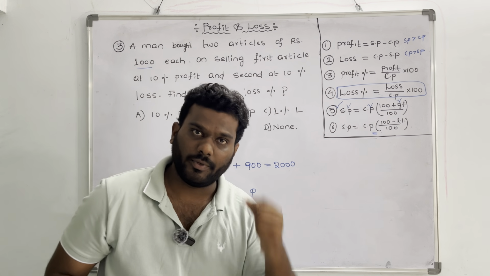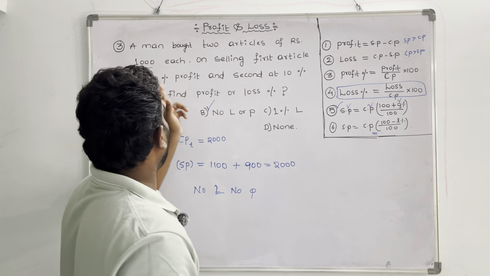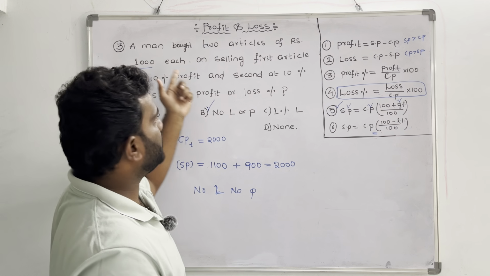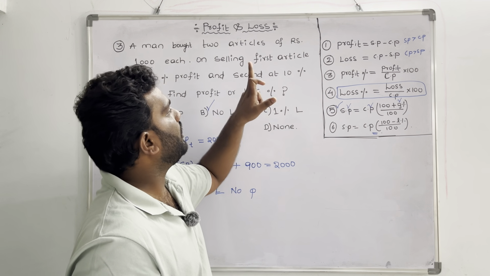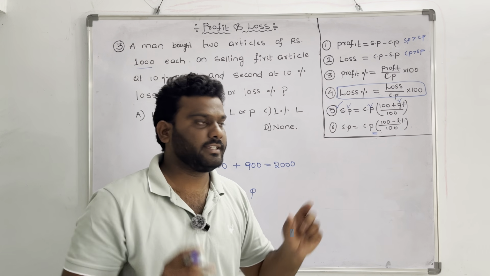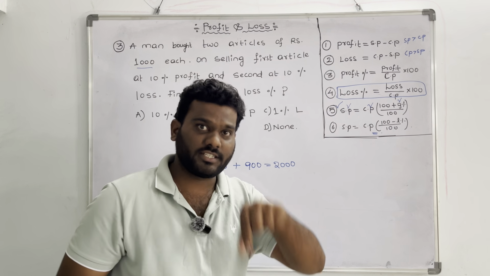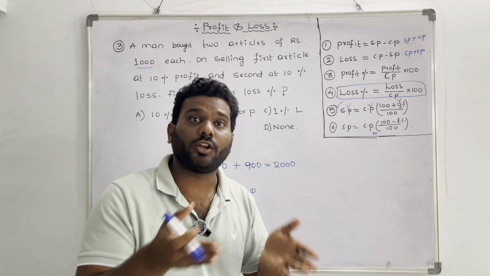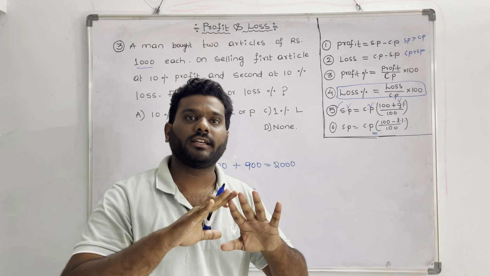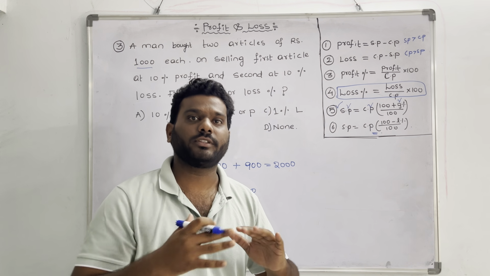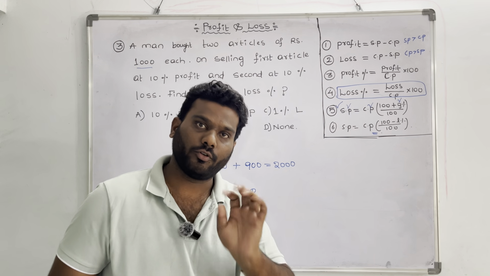Once again I am repeating: since the cost price is the same, and the profit percentage on the first article is 10% and the loss percentage on the second article is 10%, the profit on the first article compensated the loss on the second article. That is why both are compensated, so there is no loss and no profit. I hope you understand. Let's discuss the fourth question.